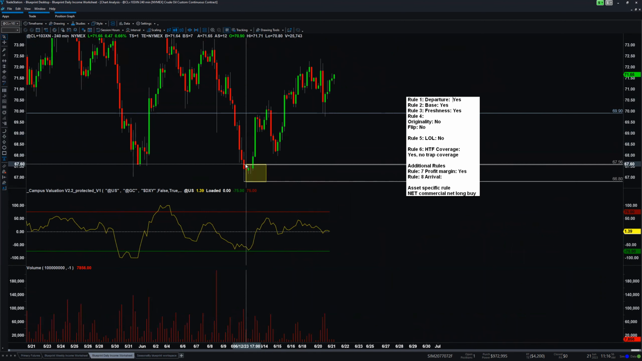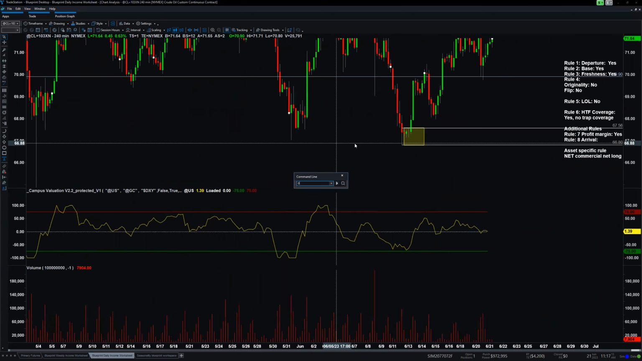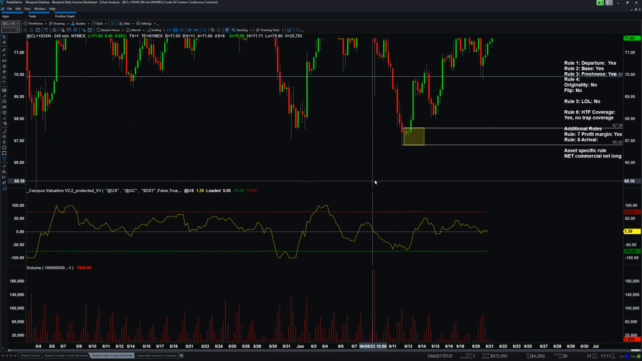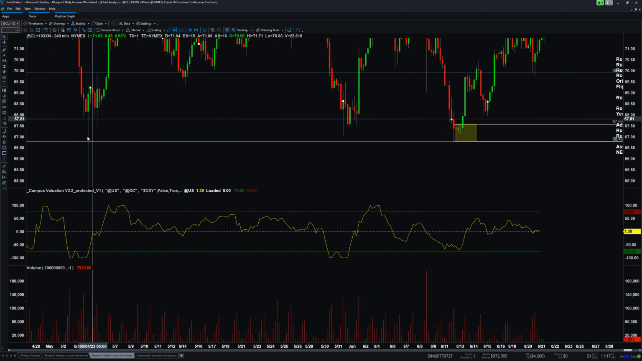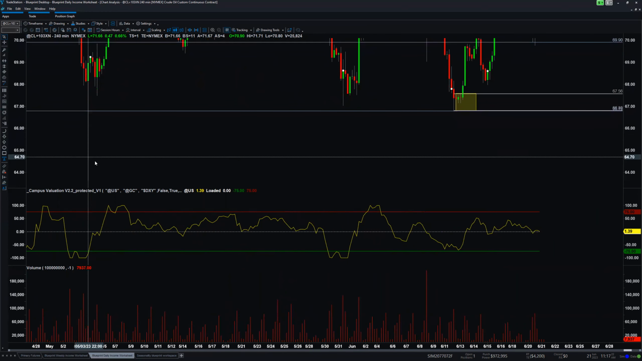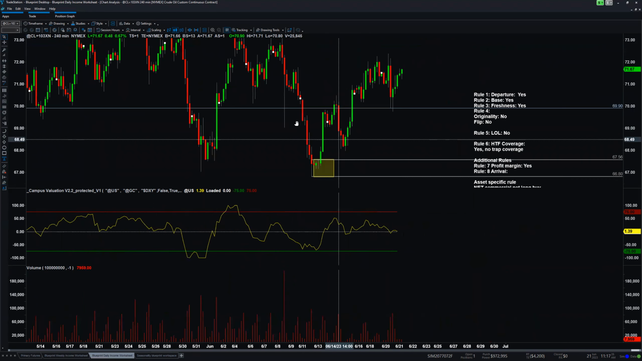Freshness: I have the wider version here and price has never tested this. So yes, it's fresh. Original: it's a drop-based rally, so it cannot be original. Flip: it's also not a flip, right? If it's not original, very likely it's also not a flip. So no, no. Level on top of level: I look to the left, and all I have is a large wick going all the way down here. So there's no level on top of level either.